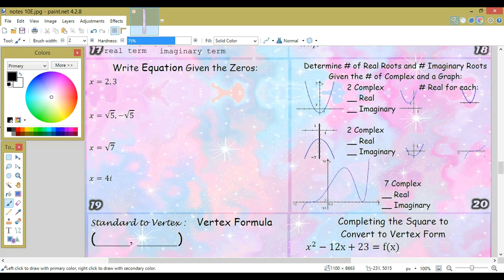Okay, enough imaginary numbers for now. We're writing the equations given the zeros. So if x equals 2 and 3, so we write some parentheses, put x, instead of +2, put a -2. We change the signs of each of our zeros.